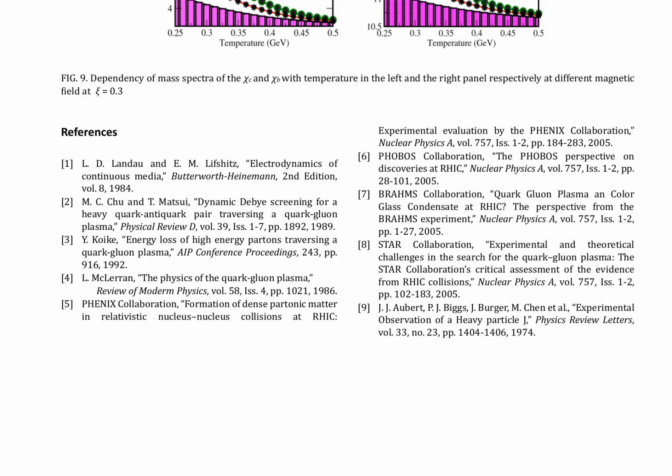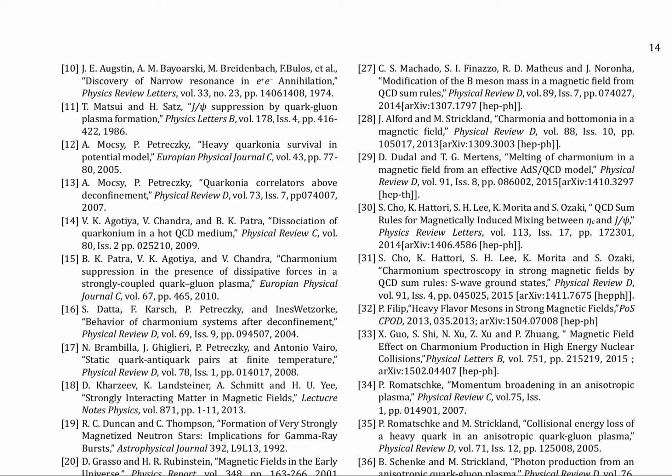For instance, Cho et al. used QCD sum rules to study the mixing between eta C and J/psi in strong magnetic fields, while Guo et al. examined the effects of magnetic fields on charmonium production in high-energy nuclear collisions. In addition to quarkonia, the behavior of other particles in the QGP has also been investigated. For example, Romatschke and Strickland studied the collective modes of an anisotropic QGP, while Martinez and Strickland explored dilepton production from an anisotropic plasma. Furthermore, Bayer and Mrówczyński investigated jet quenching and broadening in unstable non-abelian plasmas.